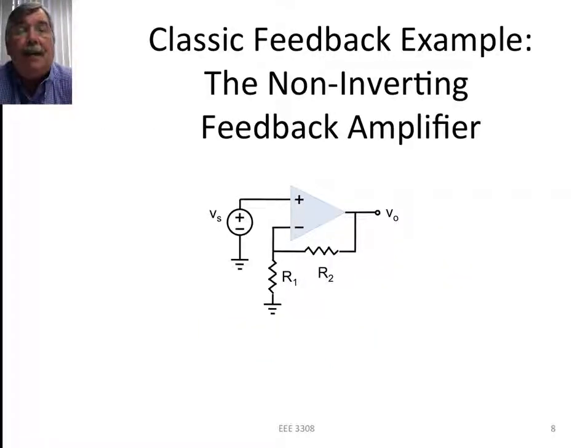So how do you analyze a circuit with feedback? The classic way is the way I'm going to show you now. This circuit is called the non-inverting feedback amplifier. This is an operational amplifier. We see it's got an input source and an output voltage.